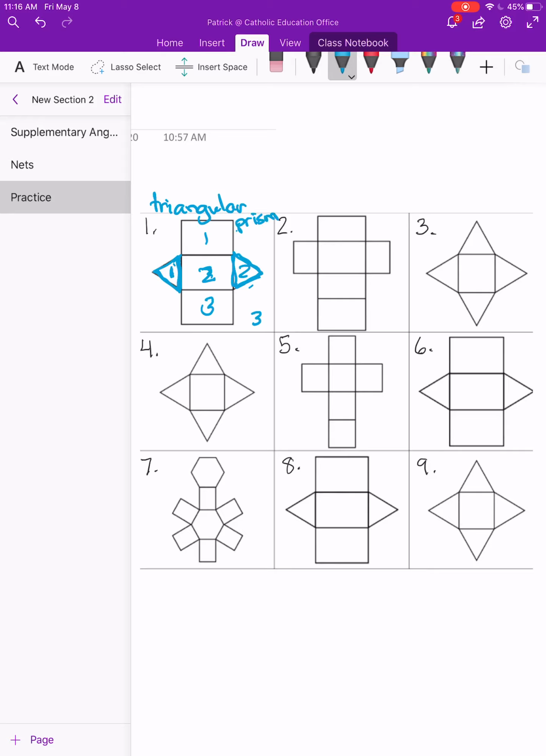Okay, let's look at number 2. Draw out number 2 in your math book, and then write down what you think it is, and then come back here. So pause the video now.